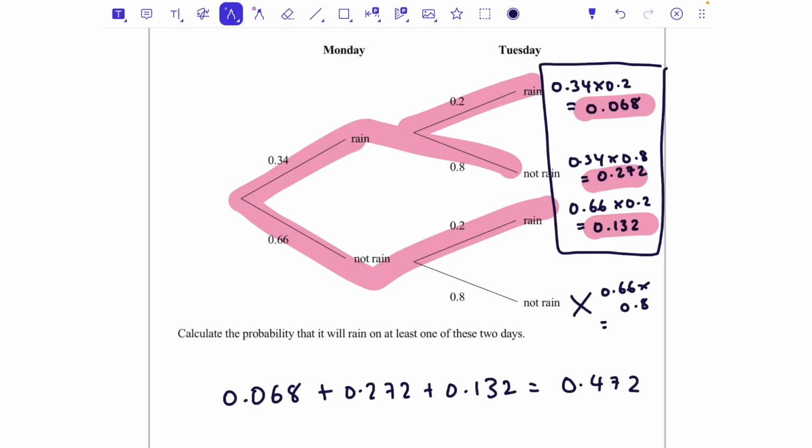Now you might have spotted that there is a quicker way. So instead of adding those 3 pathways up, because probability always adds up to 1, if I'd calculated that 4th route, I would have got 0.528.